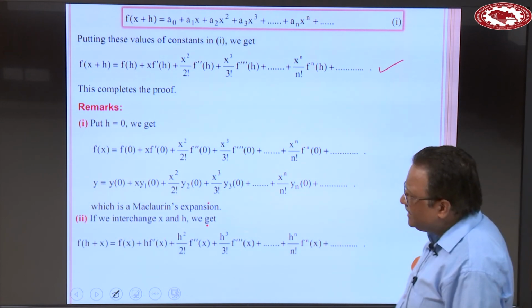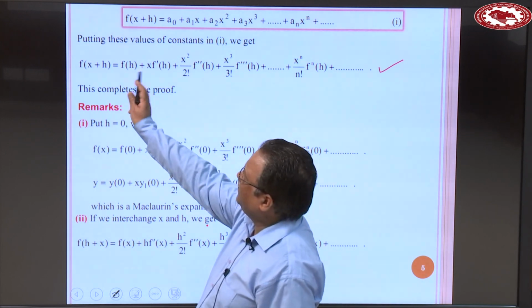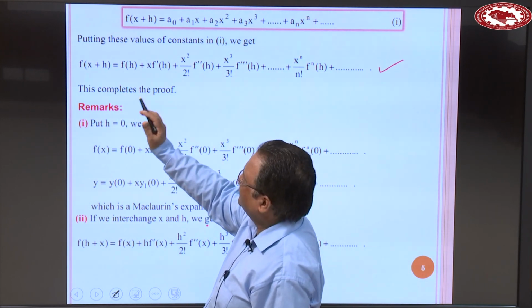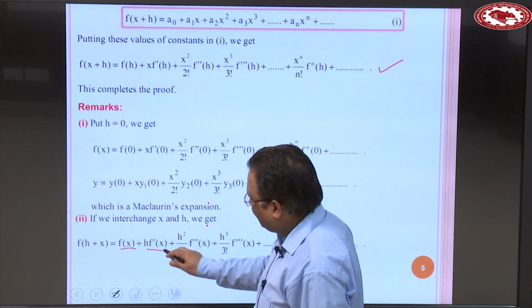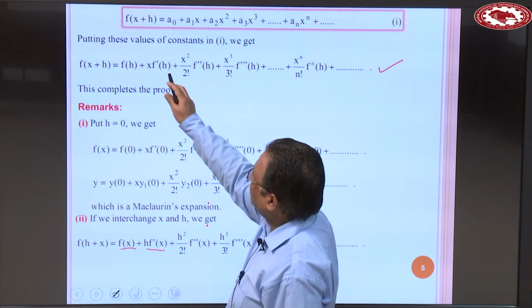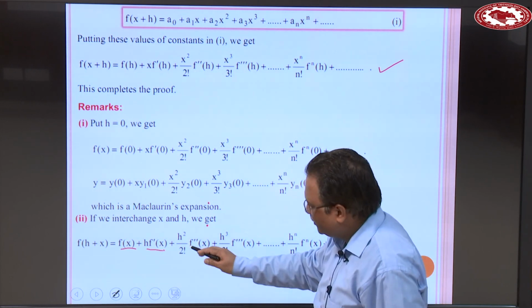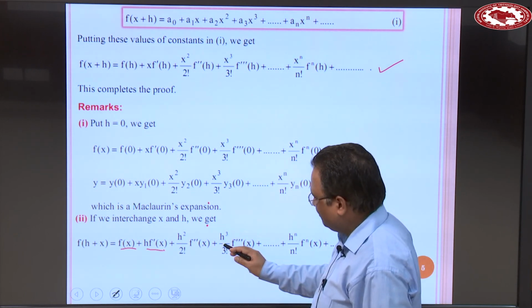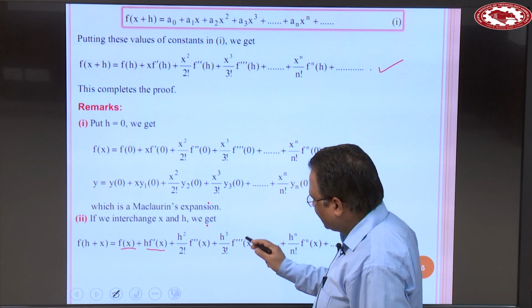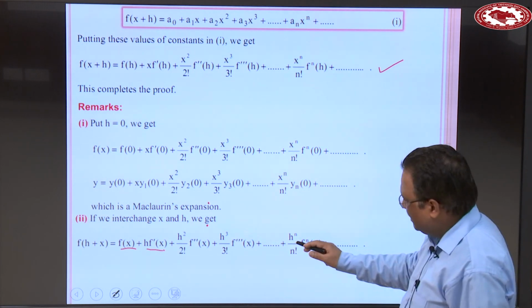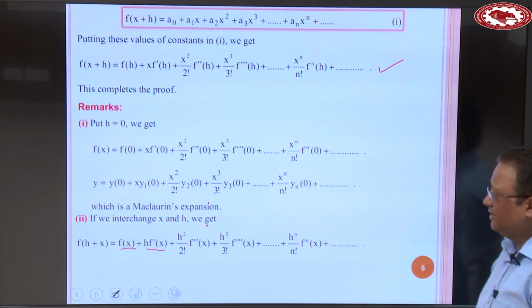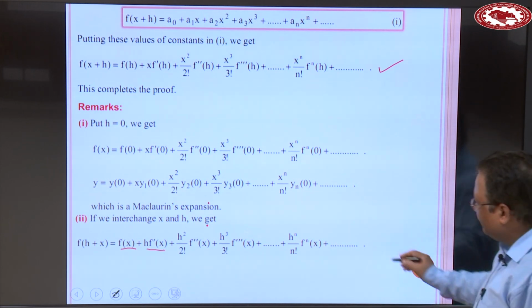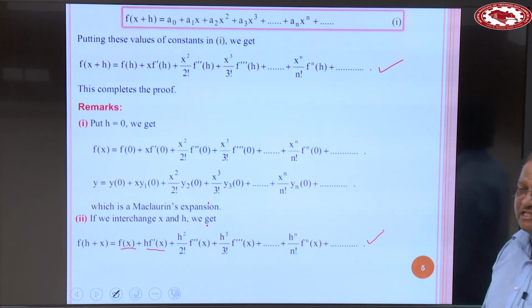Now if we interchange x and h, then we get f x plus h f dash x plus h square over 2 factorial f double dash x plus h cube over 3 factorial f triple dash x plus and so on, plus h n over n factorial f n x plus and so on. So if we interchange x and h, we obtain this type of expansion.